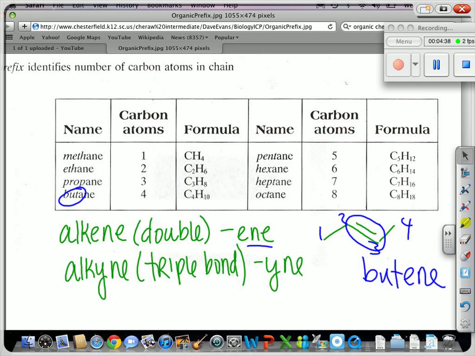Let me show you an example of an alkyne. Let's say I have the following. I have a triple bond at the end there. I have 1, 2, 3, 4, 5, 6 carbons. So the prefix would be hex, but the ending would not be hexane, it wouldn't be hexene, it would be hexyne. So the prefix is ultimately determined by the number of carbons, with the ending determined by whether there are only single, or double or triple bonds.